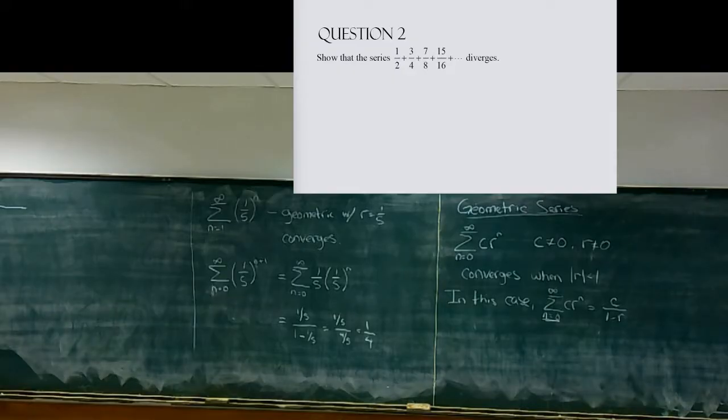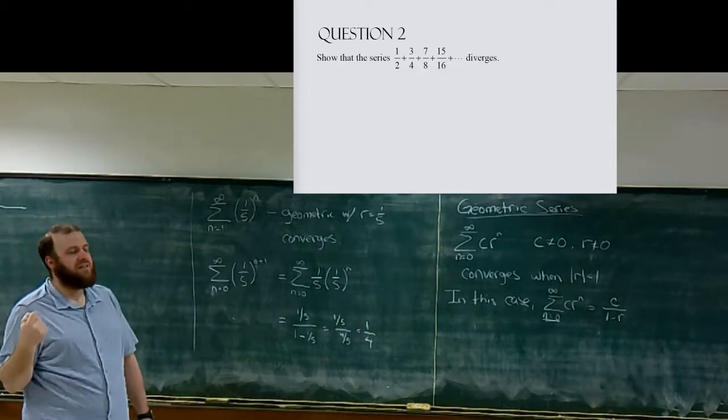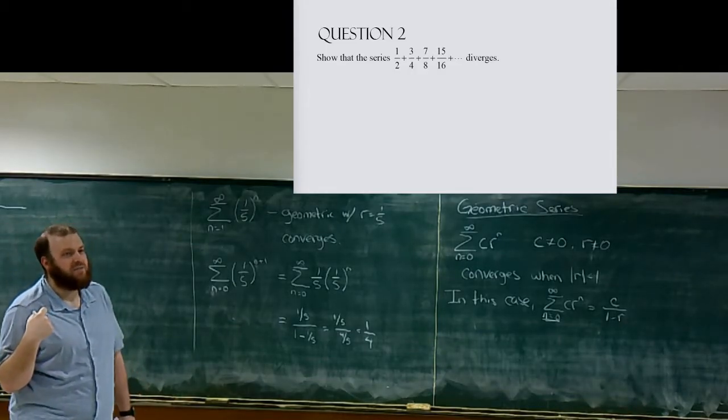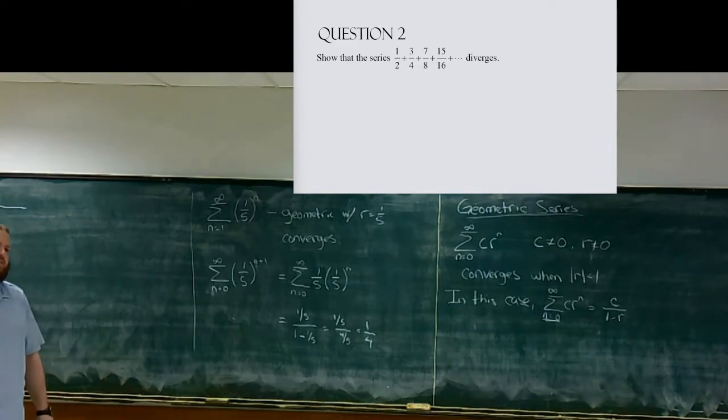The denominator is the easiest to start with. So the denominators are 2, 4, 8, 16. What would be the next one? 32. What would be after that? 64. So what would the nth term's denominator be? It would be 2 to the n.